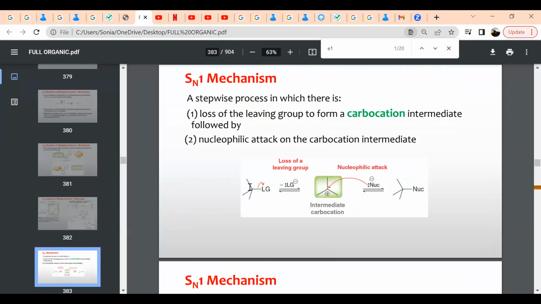Please, if anybody has a question or anything to interrupt, just feel free to unmute and ask because I can't see the screen. I'm just seeing the notes, so I'm just proceeding with the notes. So I think we can get into SN1, the SN1 mechanism.